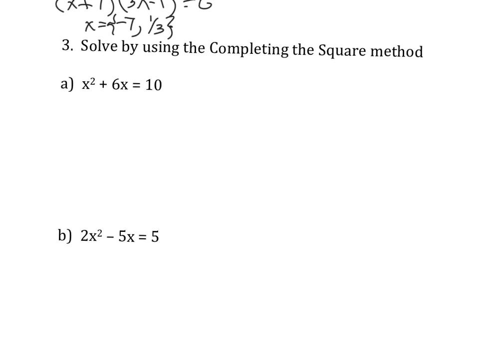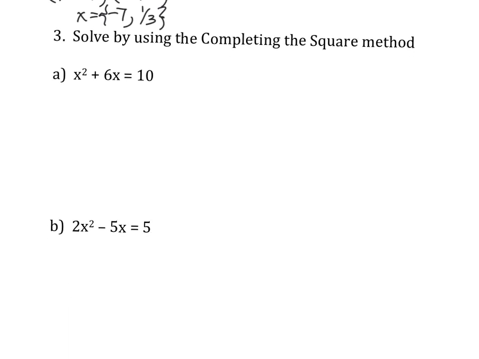Looking at the next one here, solve by completing the square. Okay, when we're completing the square, the easiest way, it's not the only way, but the easiest way is to make sure all constants are to the right and that the coefficient of the x squared term is 1. Okay, so that's already been accomplished here.